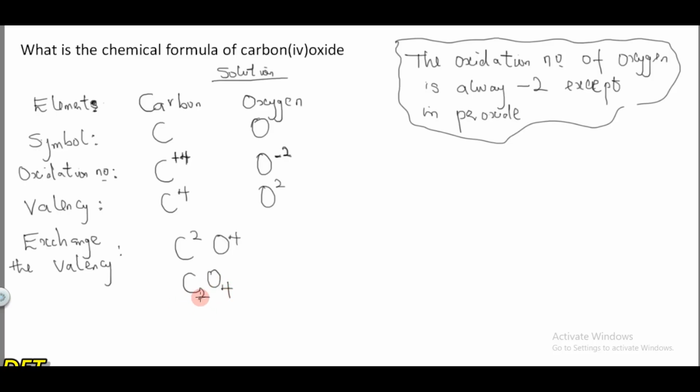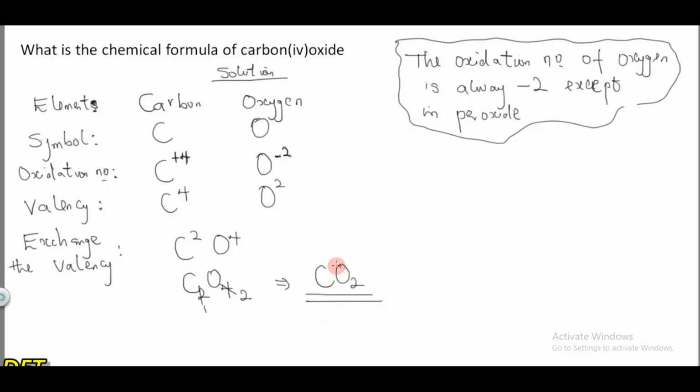So because of the fact that 2 is a factor of 4, we can actually divide, right? To get the simplest ratio. So 2 here is 1, 2 here is what? 2. Why are we doing this division? Because 2 is a factor of 4. So what is left is CO2. 1 is an insignificant number, so we don't put 1 here. 1 times carbon will still give you carbon, right? So this is CO2. This is the chemical formula for carbon 4 oxide.